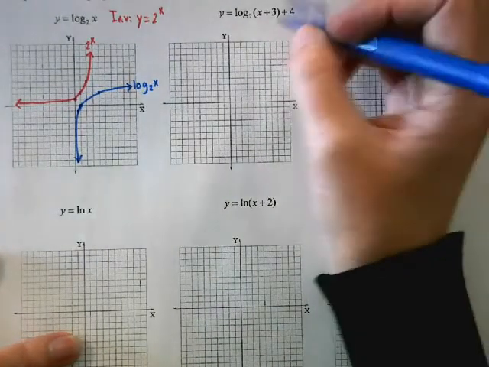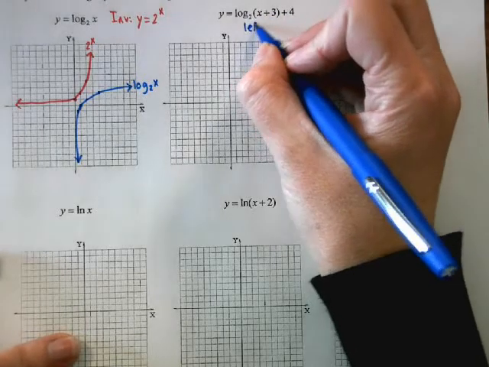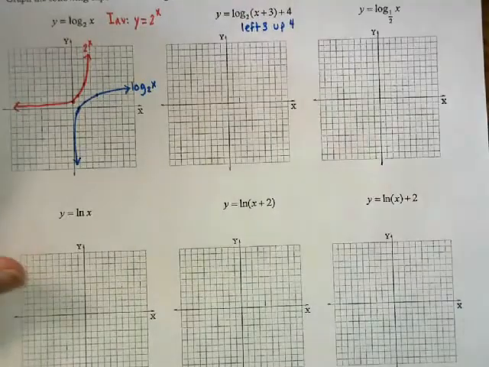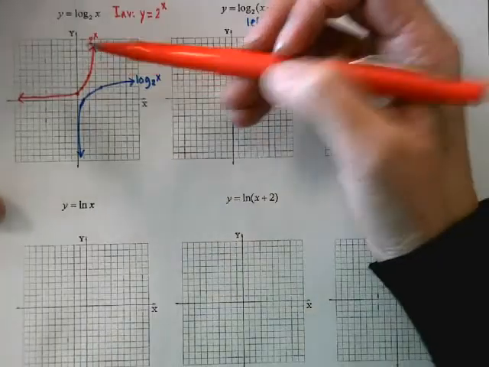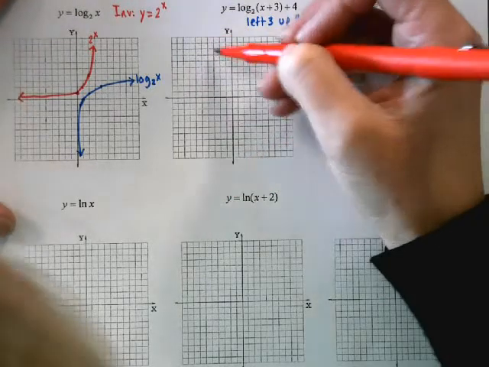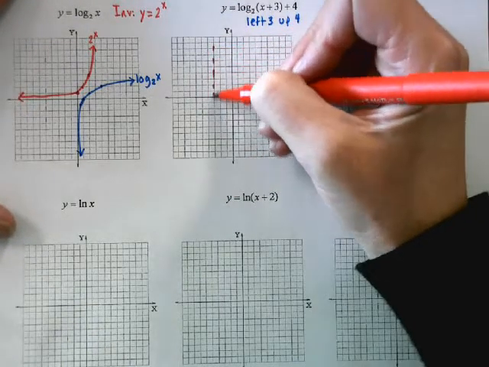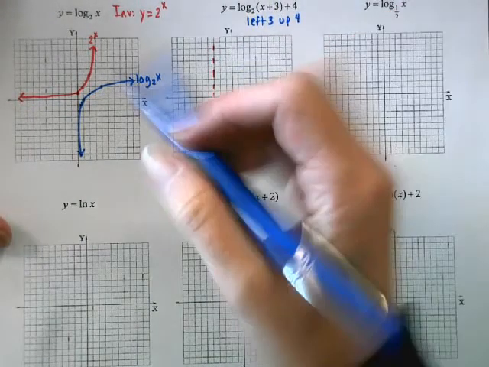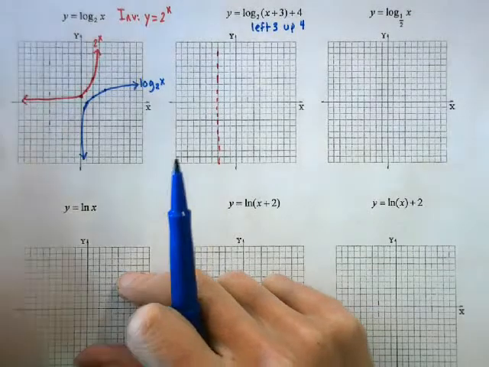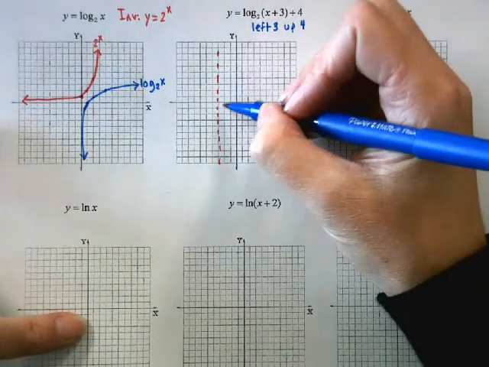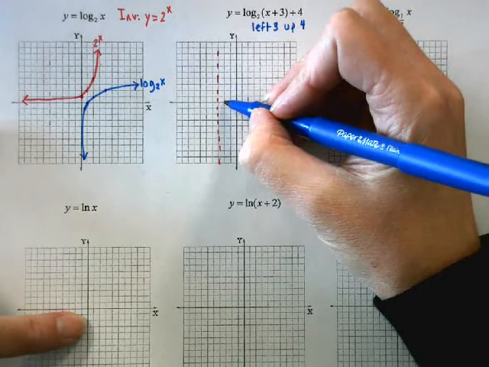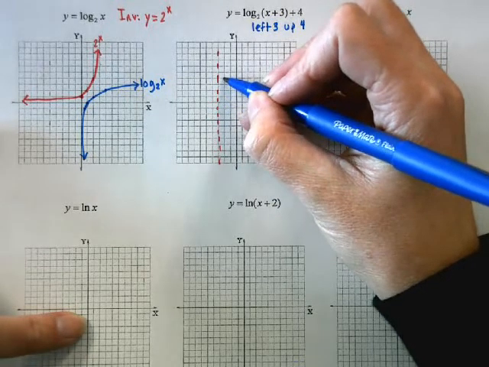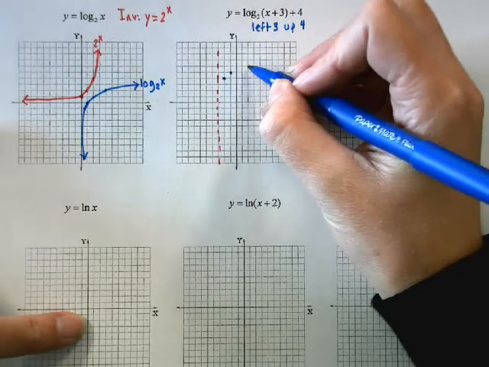So this next one's just going to be moved to the left 3 and up 4. So what I'm going to do is we're going to take this graph and move it. So I'm going to create a new vertical asymptote at -3. And then we're going to take this graph, slide it back, and then up 4. So the first point that would cross at 0, well, 1 away at 0 is going to be up 4. 1, 2, 3, 4. The next one's going to be 1 over.